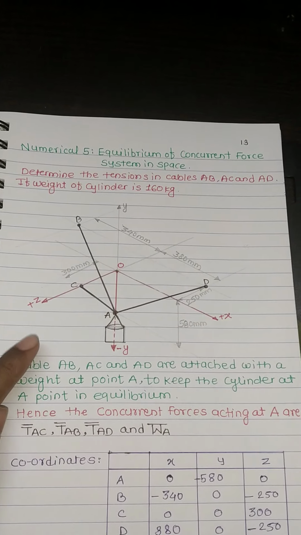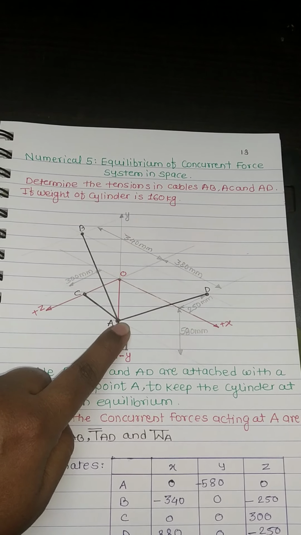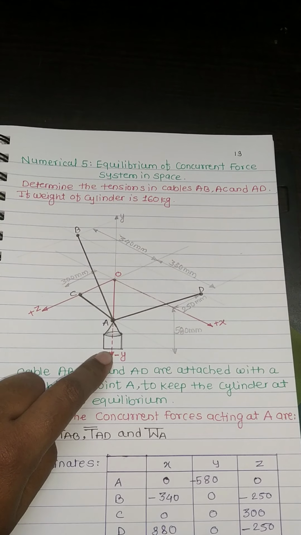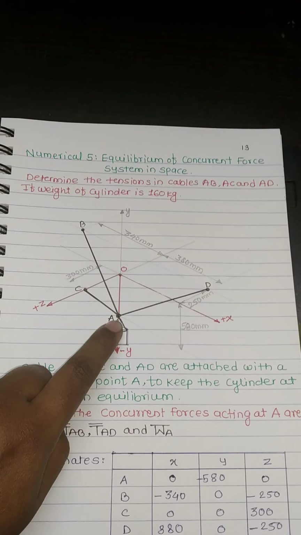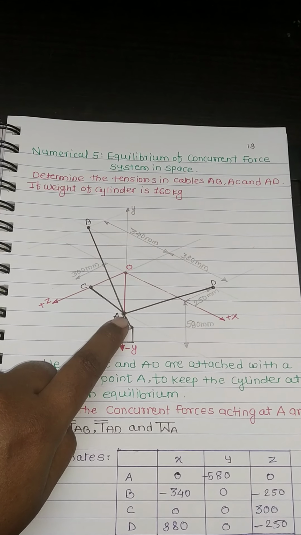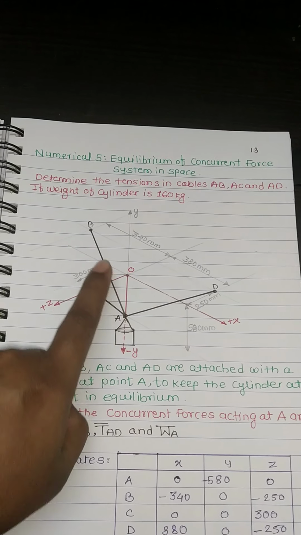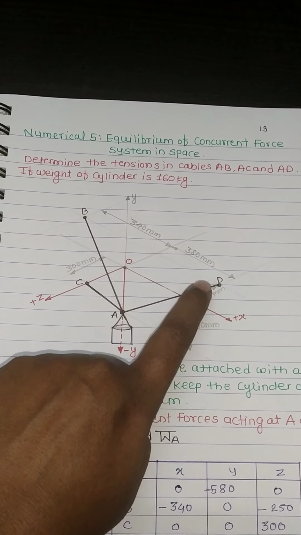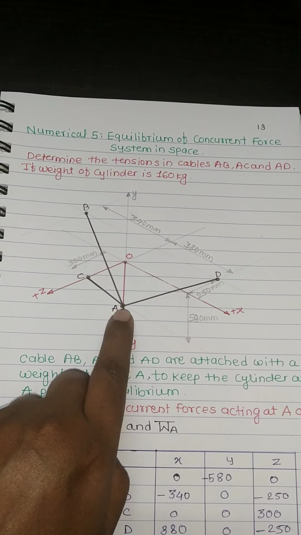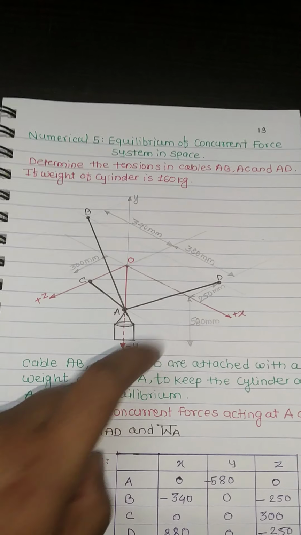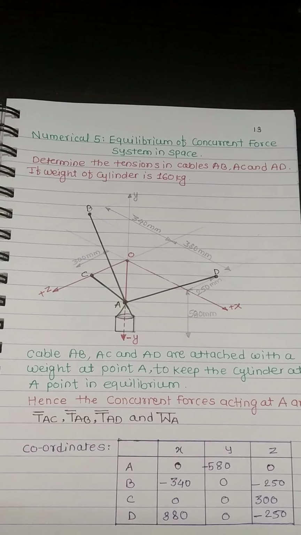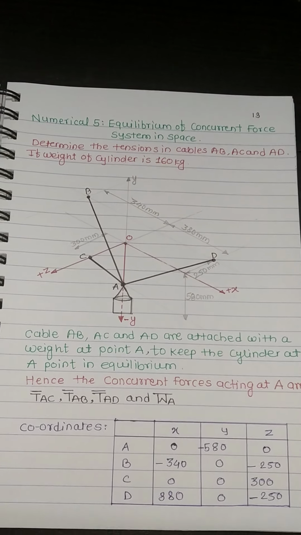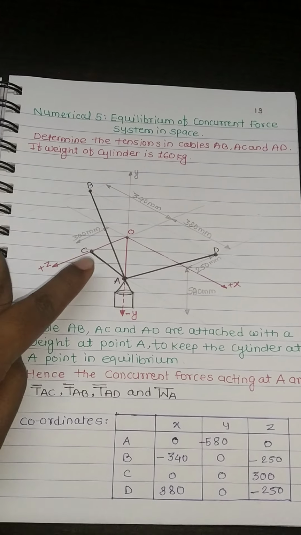Now you can observe in this case a cylinder is attached at point A, and to keep this cylinder in equilibrium, 3 cables are used to support it. The cables are AB, AC and AD. The position of each point of the cable in a different plane is given. Now, to find out the tension in each cable, we need the coordinates of the given points on the cables.